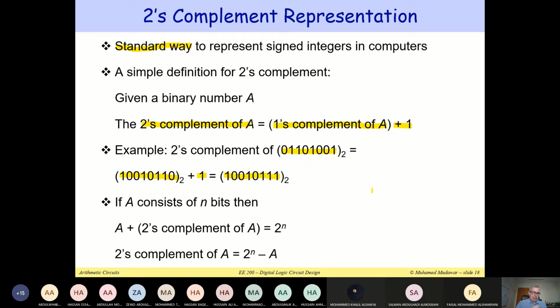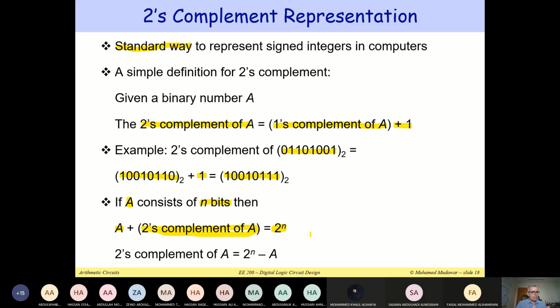Now, mathematically, you can show that if you have n bits, meaning the number A consists of n bits in binary, so when you take A plus the 2's complement of A, you get 2 to the power n. This 2 to the power n is the final output carry. If you take any number in binary and add to it its 2's complement, you get zeros plus a carry. So this carry is 2 to the power n.